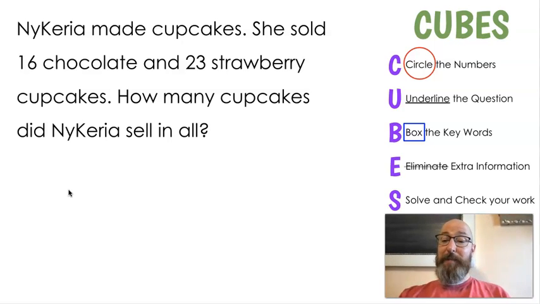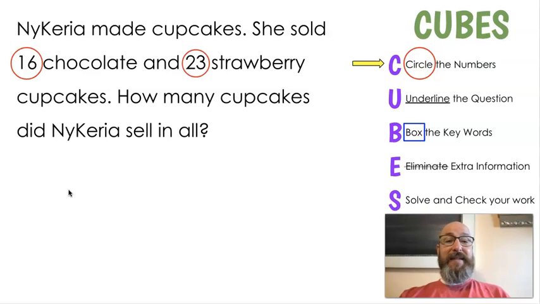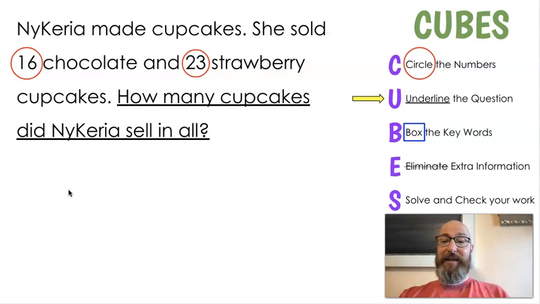So, our first step is C. And what does C stand for? Circle the numbers. Do you see any numbers in this question? 16 and 23. Next we go to the U. What does U stand for? Underline the question. That's correct. Can you find the question in this? Remember what we look for first. How many cupcakes did Nykeria sell in all?